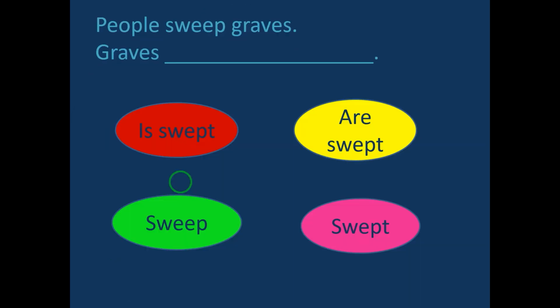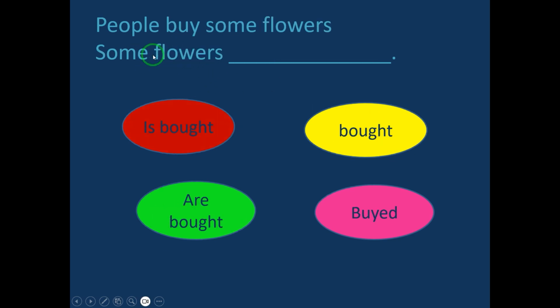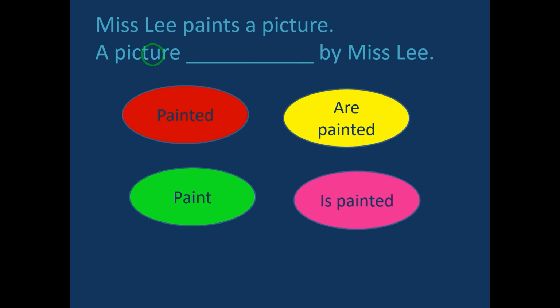And as a game, for example, people sweep graves. Graves are swept, as you can see, because graves is a plural now. People buy some flowers. Some flowers are bought, because flowers is plural now. Miss Lee paints a picture. A picture, this is singular, so we need is. Is painted, the third form of paint, which is painted, because it is a regular verb.